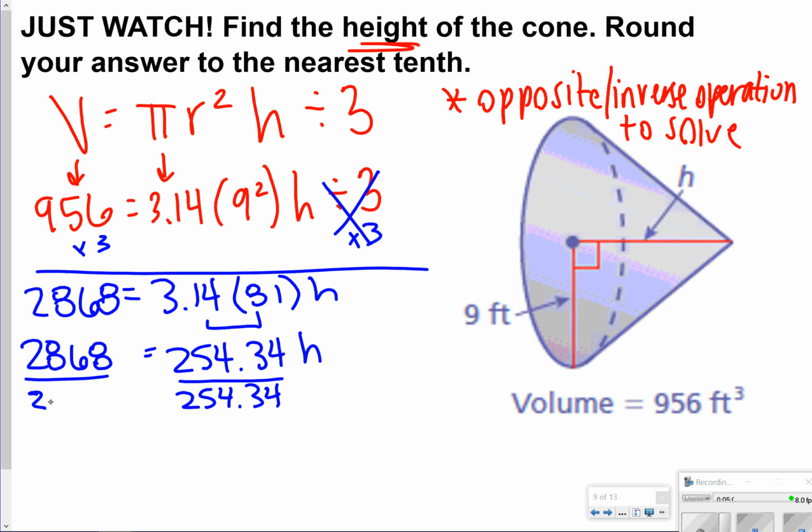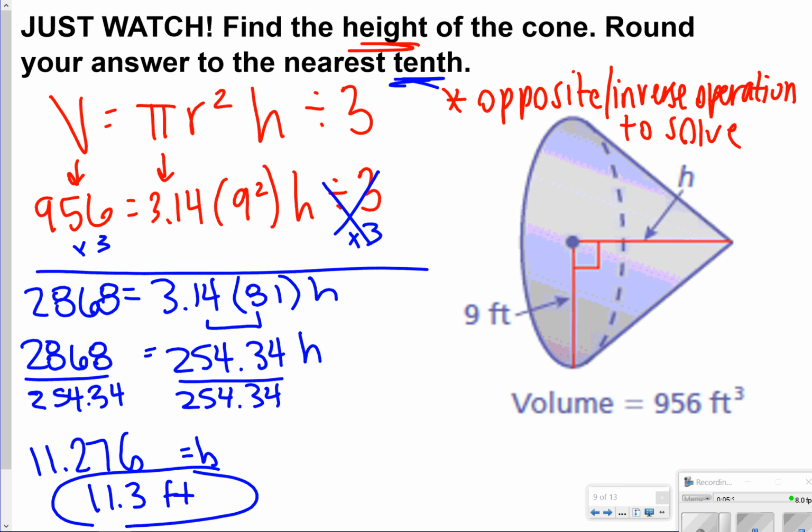Okay, some of you are going to try to just write this or try to do all this in your brain, and that's not going to work the first time. You need to show your work on this. You need to plug in each of your answers. So 2,868 divided by 254.34 is going to give us a longer number. So I'm going to stop here at the third decimal place, 11.276, and we're going to round that to the nearest tenth. So we'll say about 11.3 feet.